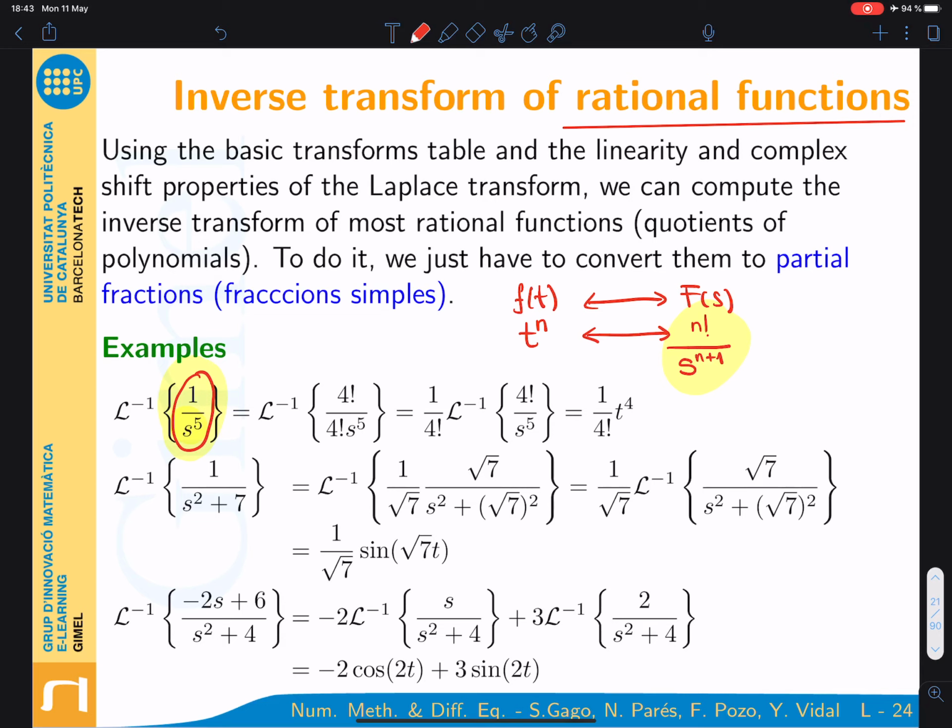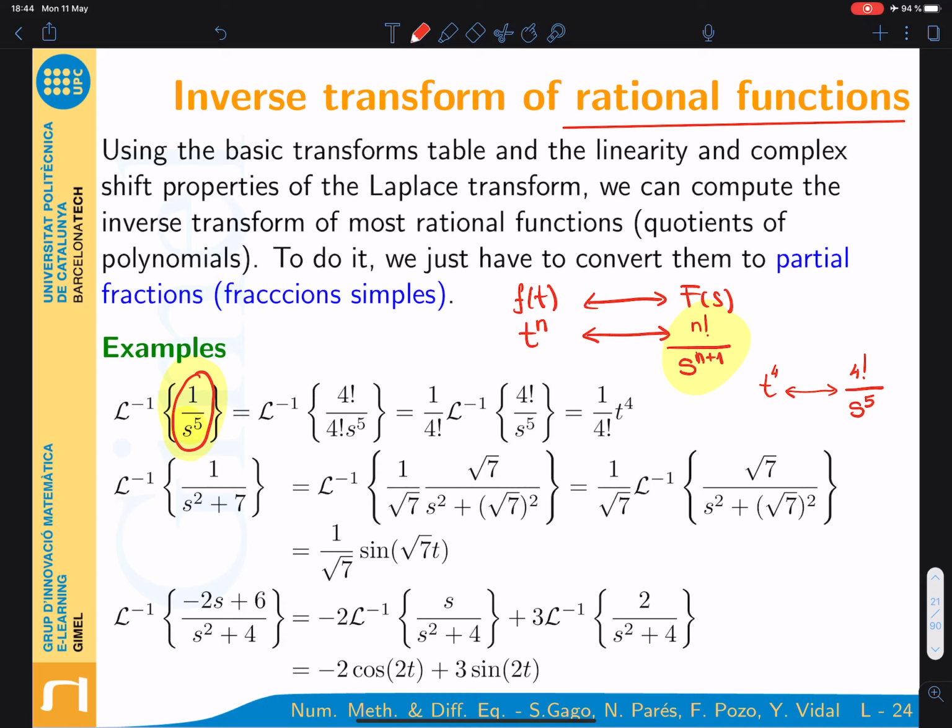You see, if I write here s to the power 5, that means that n is equal to 4, yeah? So if I have 4 factorial here, let me write that, 4 factorial, okay? If I have here 4 factorial divided by s to the power 5, all of you will agree that this is the Laplace transform of the function t to the power 4, yeah?